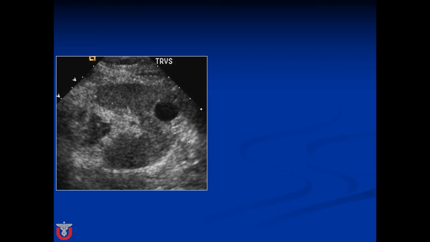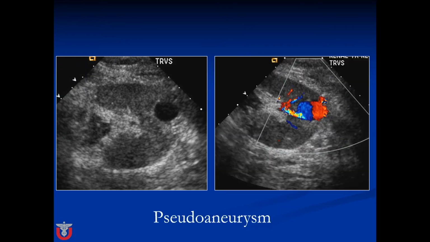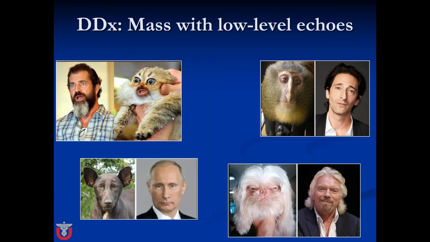But when we put color Doppler on, what we see is, oh my goodness, that fills with flow, and this is actually a pseudoaneurysm, all right? So it's important that we put Doppler on. It's a really important adjunct to everything we do, and we use it essentially in every scan.